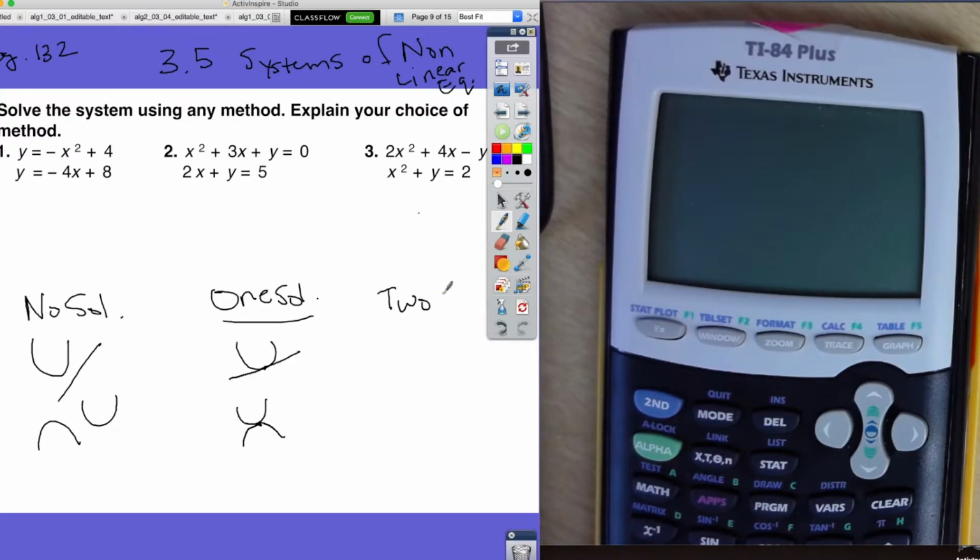And the last case is going to be when there's two solutions. So what happens? There are 2 points of intersection. So they cross each other. So if it's a parabola and a line, it's going to look something like that. If it's two parabolas, they're going to cross each other and look something like that.